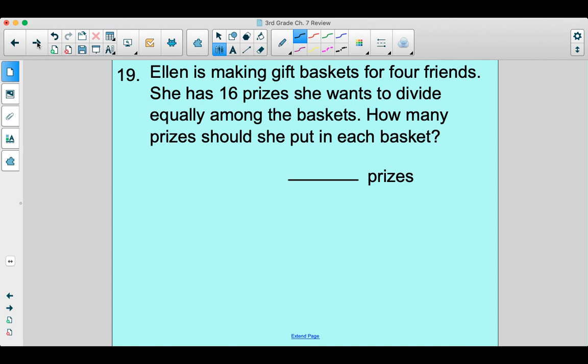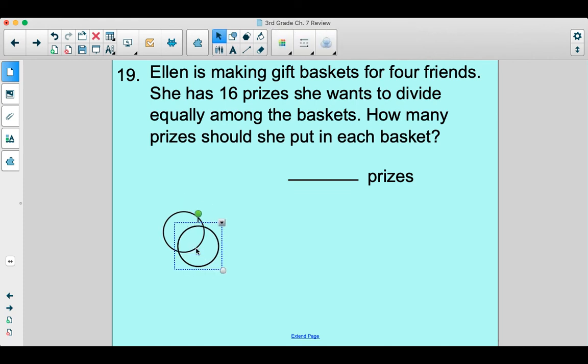All right. Number 19. Ellen is making gift baskets for 4 friends. She has 16 prizes she wants to divide equally among the baskets. How many prizes should she put in each basket? Okay. So she has 4 friends. All right. So we'll put a friend here, and then a friend here, here. Okay.